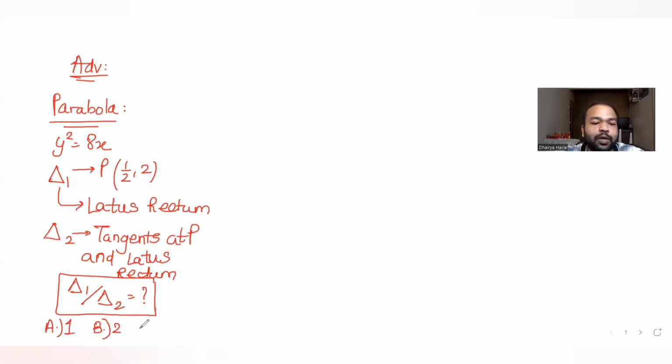A is 1, B is 2, C is 3, D is 4. These are the 4 options given to us. Let's figure out which of them is the correct one.